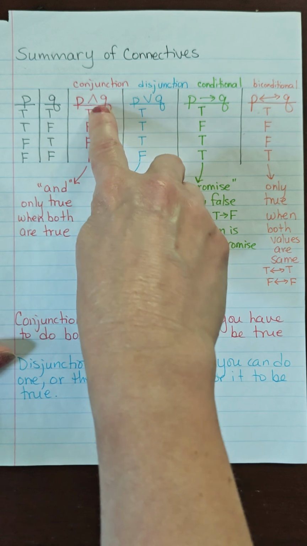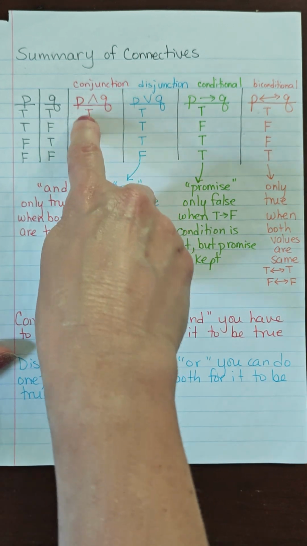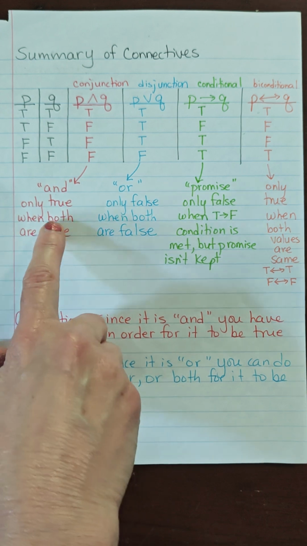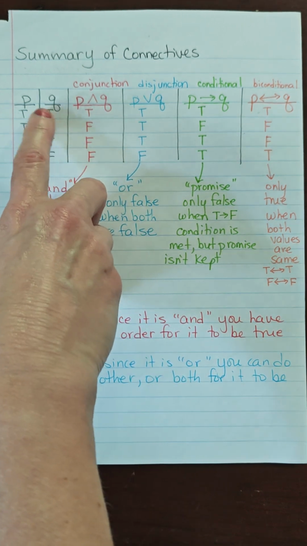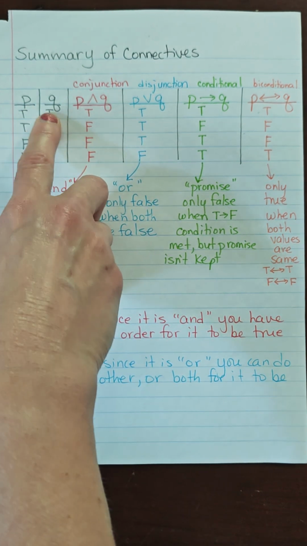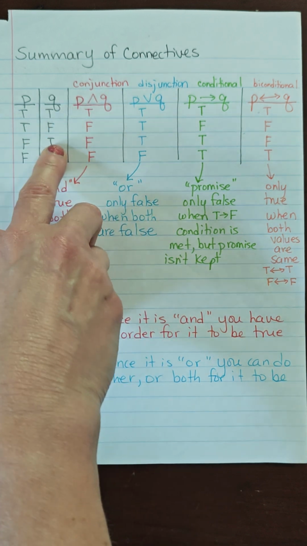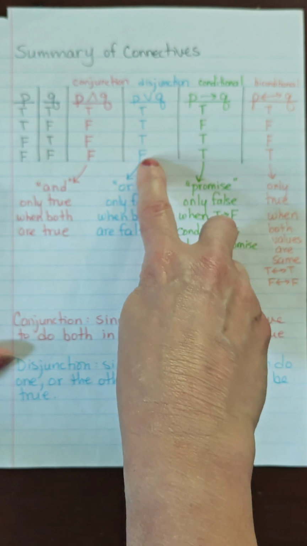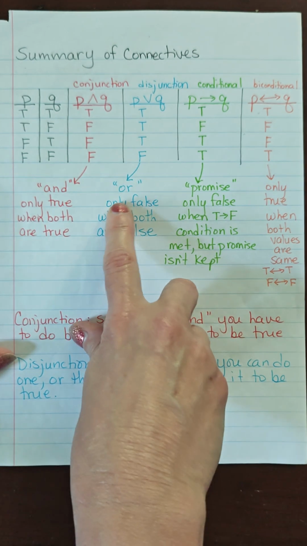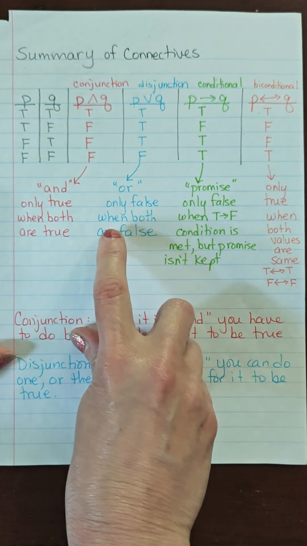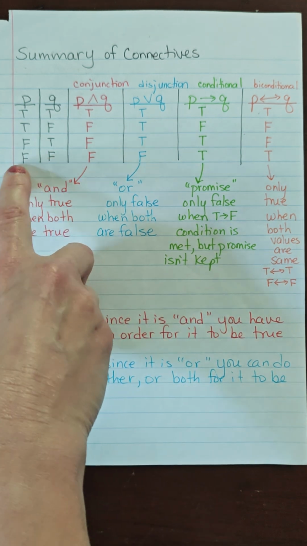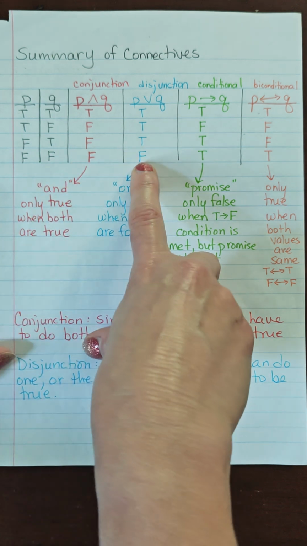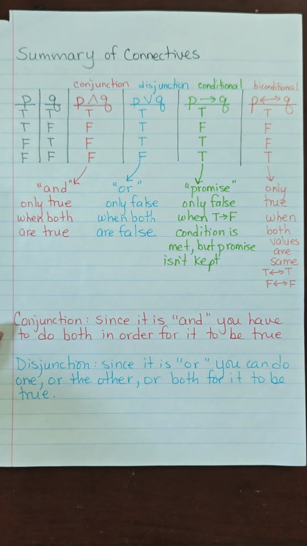So we have the conjunction, that's the and. You'll notice in this column that it's only true when both are true. When I say both, I mean both truth values. So here, true, true, boom, true. The disjunction is the or. You'll notice it's all true except for one false. It's only false when both are false. When I say both, I mean the P and the Q. So when both P and Q are false, that's the only time that or is false.